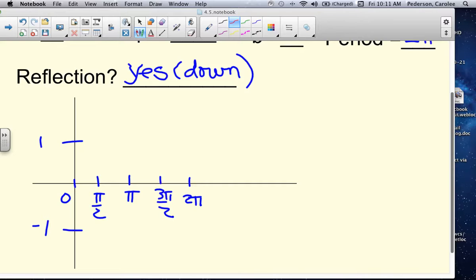So we're going to start in the same middle, but normally the parent function would go over pi over 2 and then up 1. We're going to go over pi over 2, but down 1. We're going down first. And then we're going back to the middle, then to the top, and then to the middle. That's the only difference. That's how you can do a reflection.